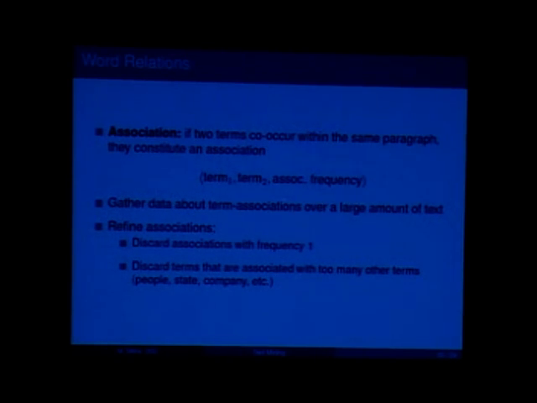The examples given there are actually taken from a collection of some 100,000 documents. Words like people, state and company co-occur with a lot of other terms. Because they are general, it's not very useful to find out association information about them. So once you do these obvious refinements, you're left with a refined list of term pairs with corresponding frequencies.